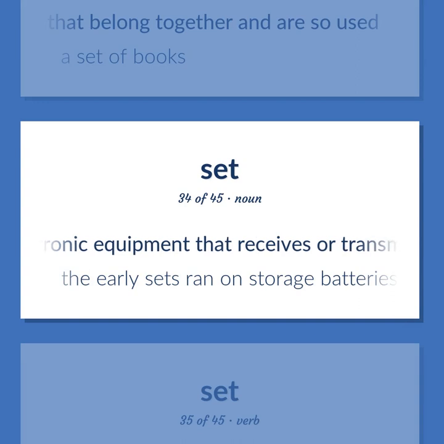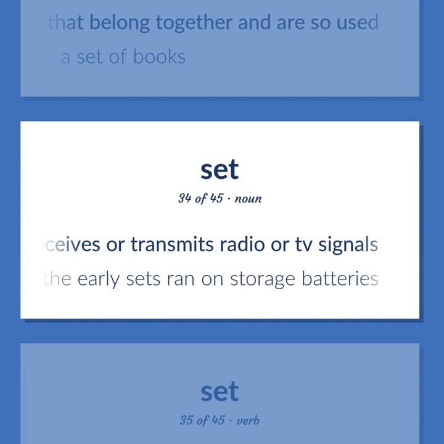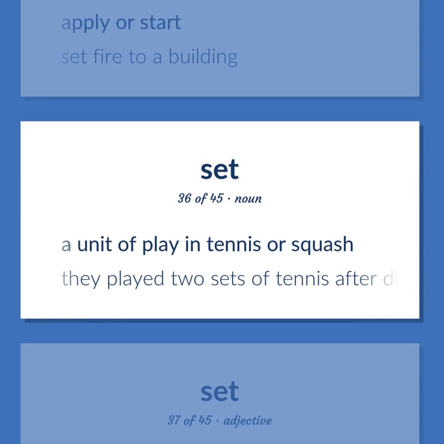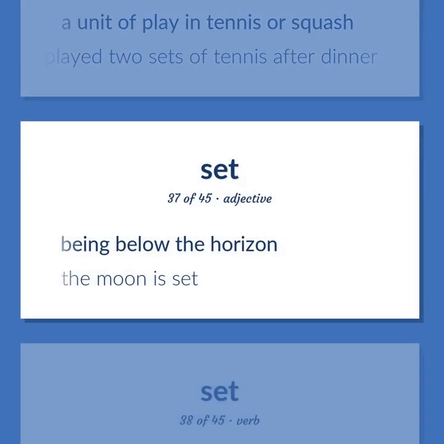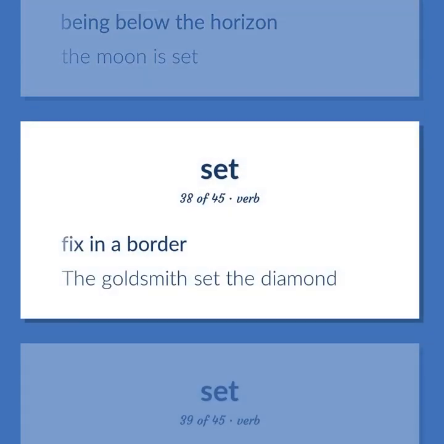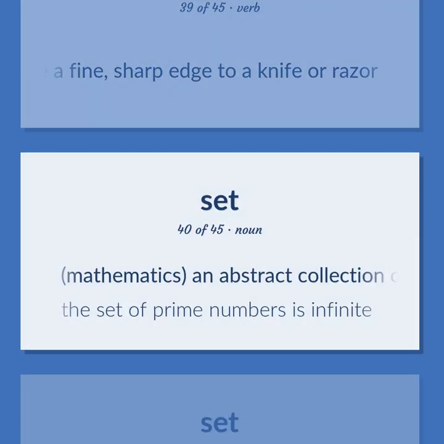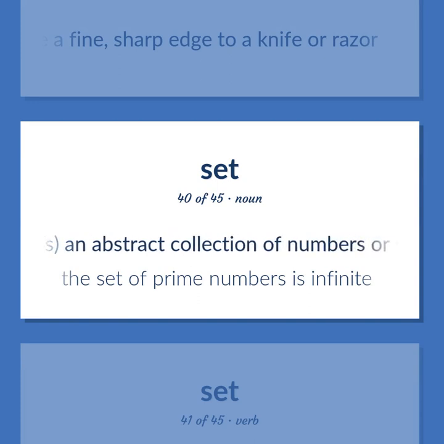Any electronic equipment that receives or transmits radio or TV signals. The early sets ran on storage batteries. Apply or start. Set fire to a building. A unit of play in tennis or squash. They played 2 sets of tennis after dinner. Being below the horizon. The moon is set. Fix in a border. The goldsmith set the diamond. Give a fine, sharp edge to a knife or razor. Mathematics, an abstract collection of numbers or symbols. The set of prime numbers is infinite.